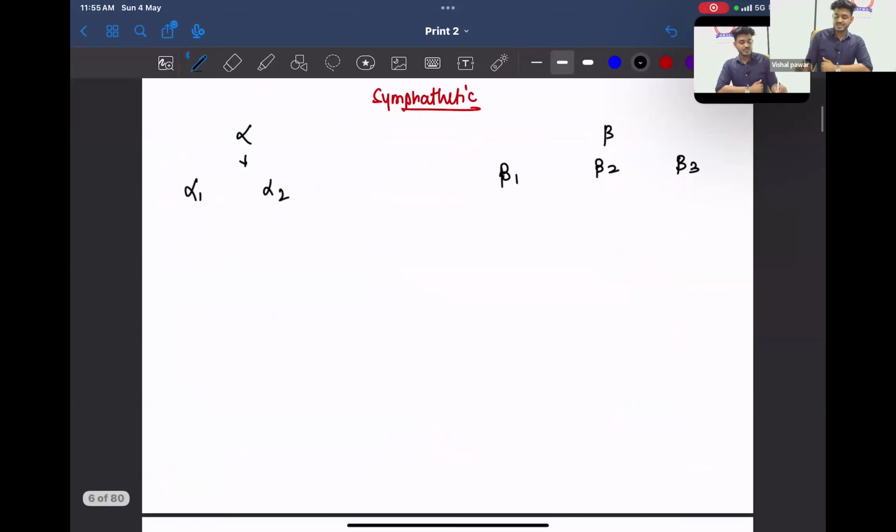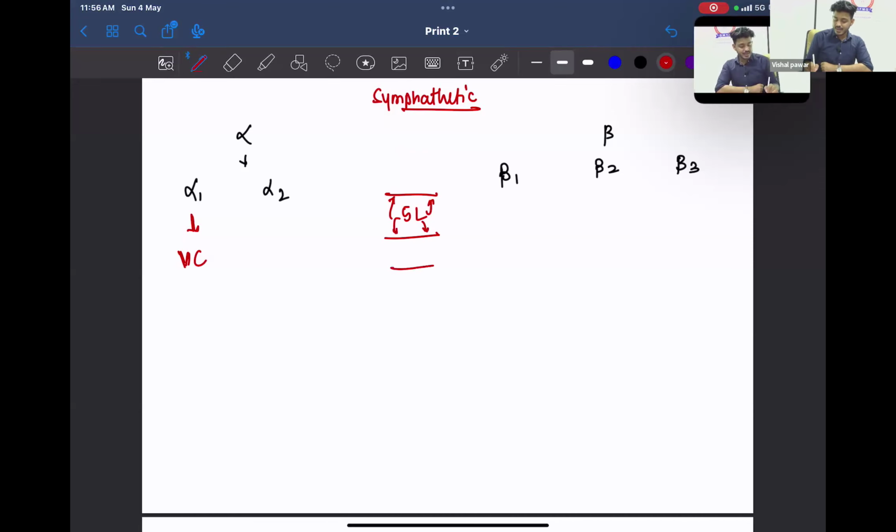Right? So alpha 1, what is the function of alpha 1? It is going to cause what? Vasoconstriction. It is going to majorly cause vasoconstriction, right? And vasoconstriction will lead to increase in BP or decrease in BP? Okay. So let's say we are having 5 liters of blood. And what is BP? Blood pressure is the pressure exerted by this blood on the wall of the vessel. This is known as BP.